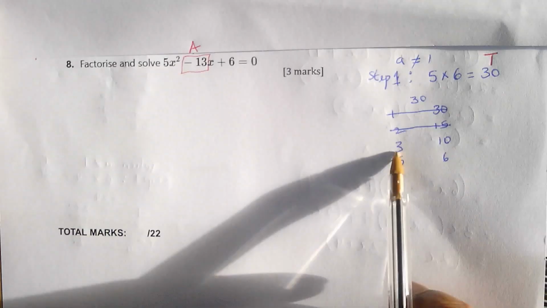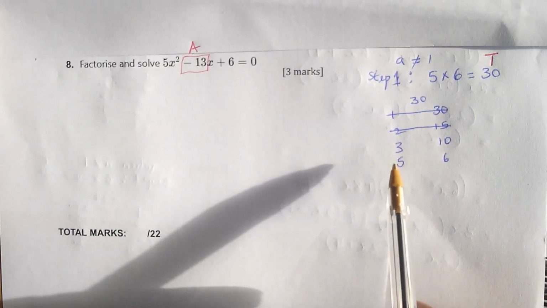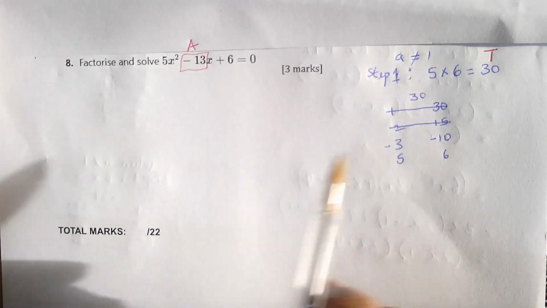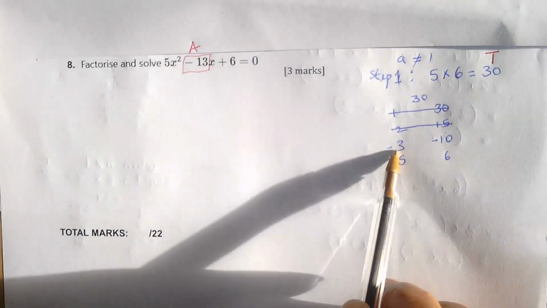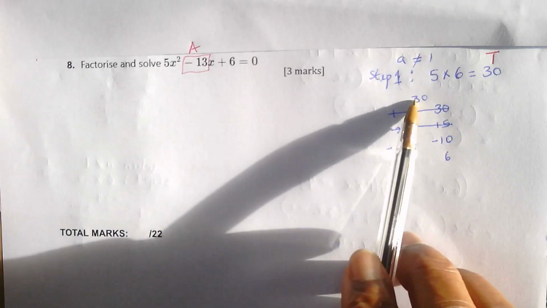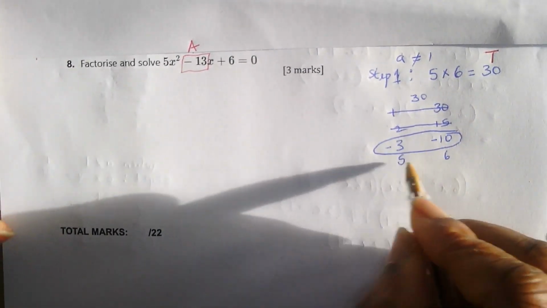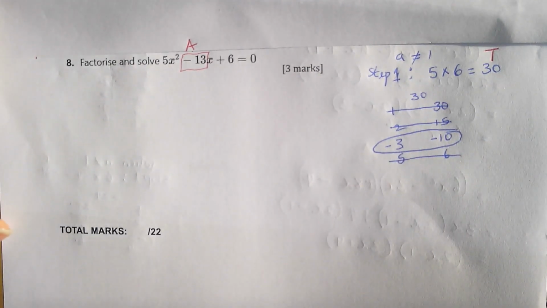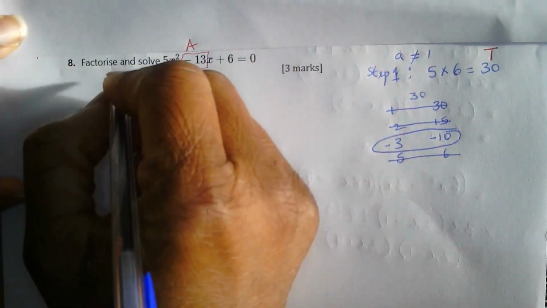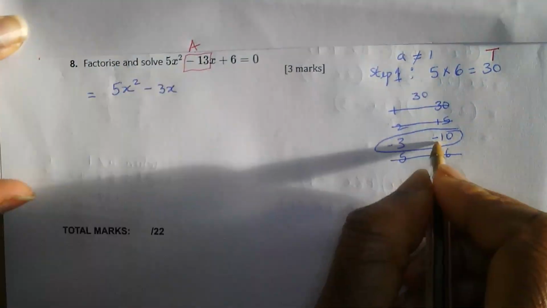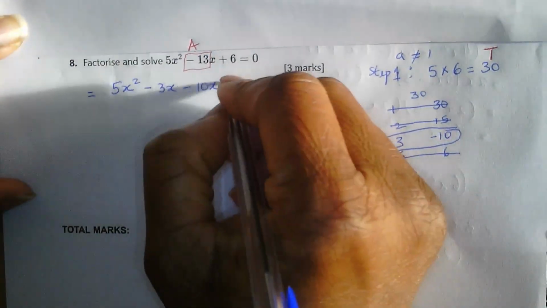3 and 10. 3 times 10 is 30. If I put a minus here and a minus here, minus 3 plus minus 10 is minus 13, and minus 3 times minus 10 is positive 30. This is the right one to pick. The last one doesn't work anyway. So we've got to rewrite this again as 5x squared minus 3x minus 10x plus 6 equals 0.